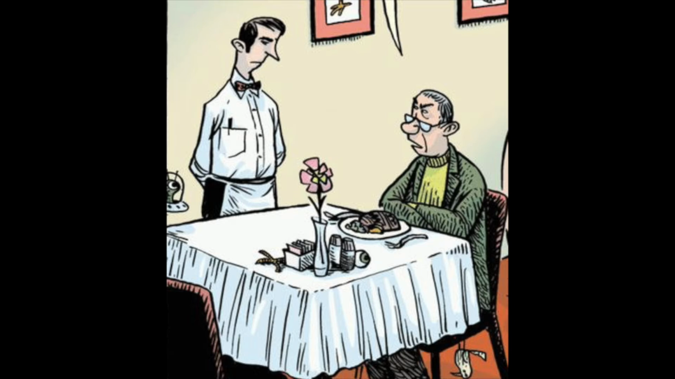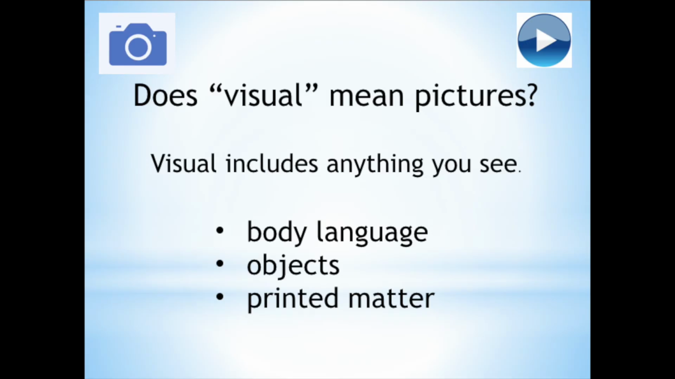A perfect example of this is hearing the specials when you go to a restaurant. The waiter or the waitress will give you a list of specials, and 9 out of 10 times we have to ask them to repeat themselves. But if we just look at the menu at our own pace, it's a much easier way to place an order. Okay, so does the word visual only refer to pictures? Actually, for the context of this video, we're including body language, objects, and printed material.